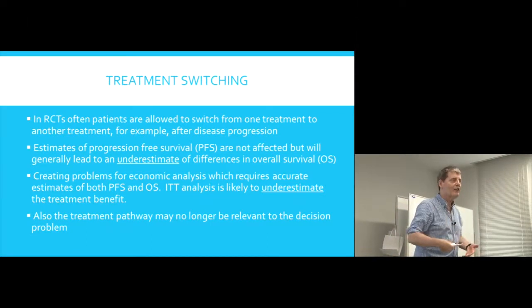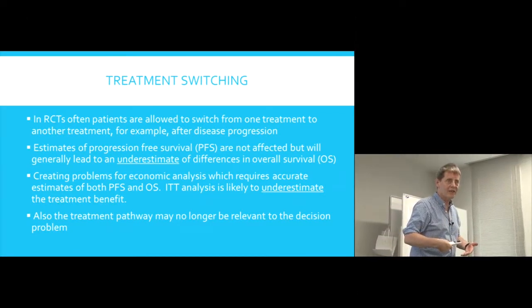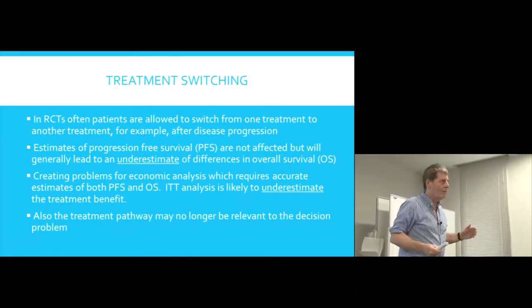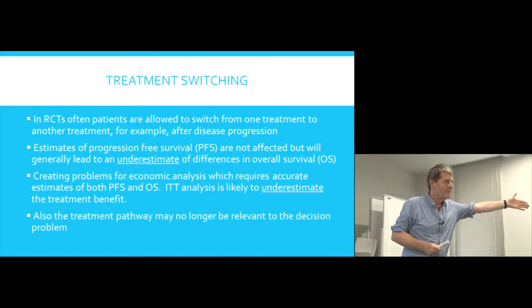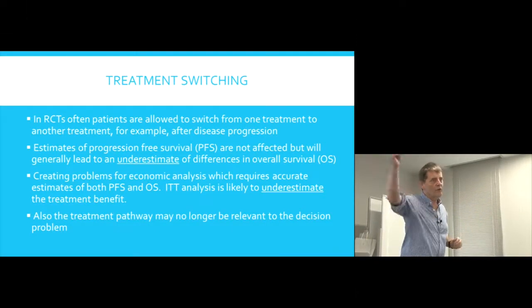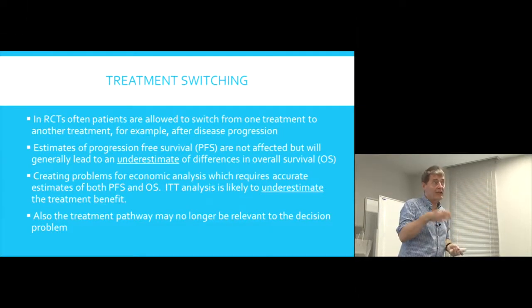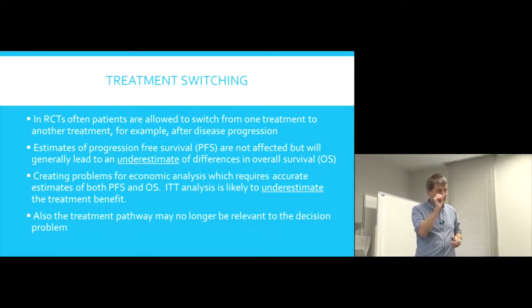But in the situation where treatment switching occurs, the groups are no longer separate. We've got a group who may just get drug A, a group who just get drug B, another group who get A and then maybe switch to B, potentially even a group who get B and then switch to A. And so we're not getting a clear estimate of the treatment effect.